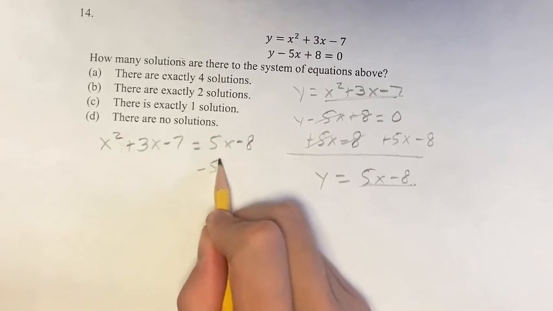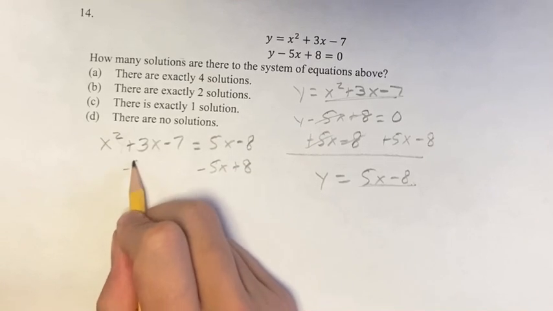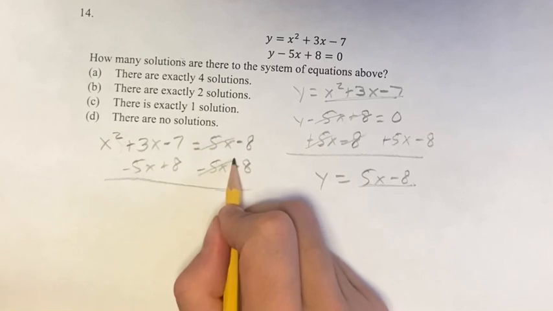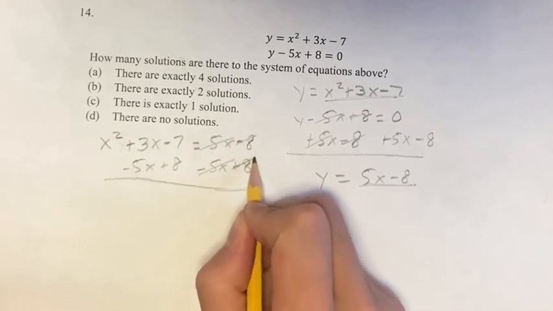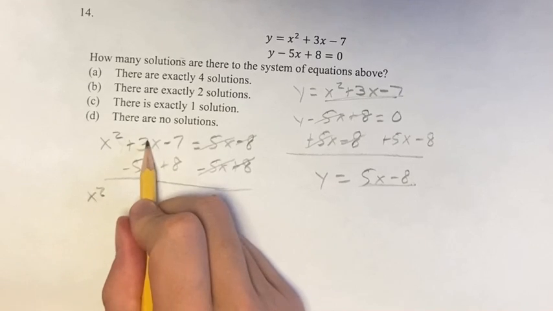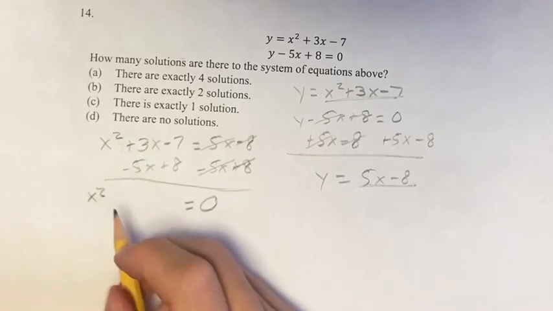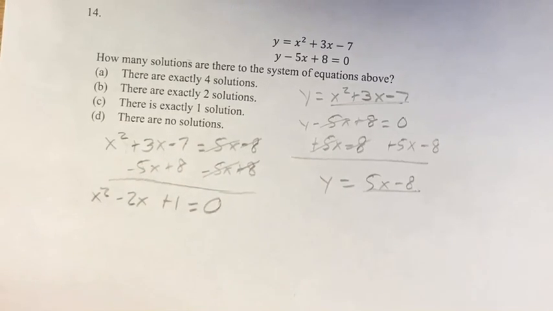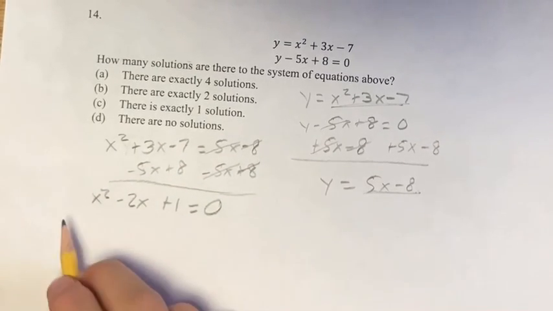Now if we bring 5x and 8 over to the other side, right, subtract 5x on both sides, these cancel, add 8 to both sides, these cancel, we're left with 0, but on this side we have x squared plus 3x minus 5x is minus 2x, minus 7 plus 8 is 1. So we now have a quadratic.